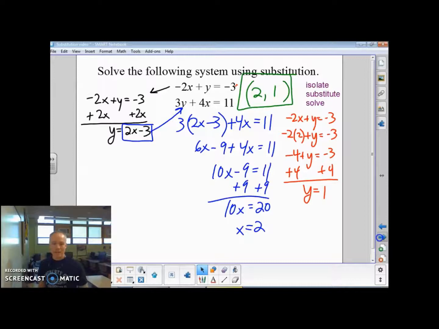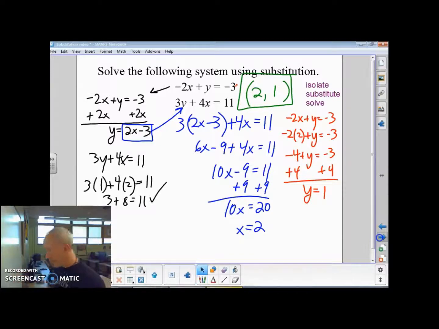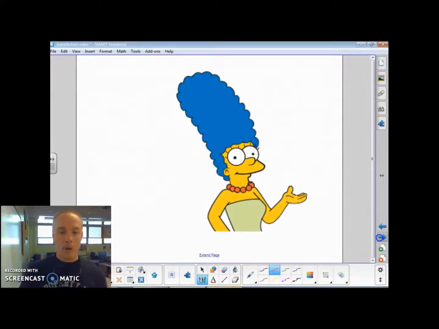How do we check to make sure we're right? Well, we're going to put this into one of the equations. Let's use the second one. 3y plus 4x equals 11. We're going to substitute 2 in for x and 1 in for y. Does that equal 11? 3 plus 8 does equal 11. It works in both.